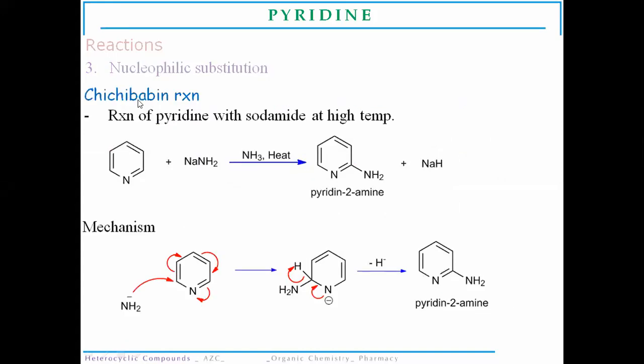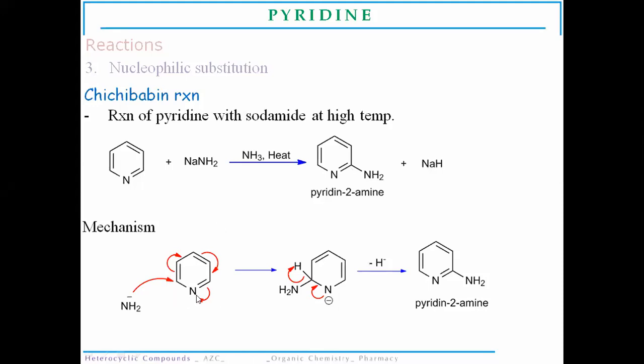Now, the nucleophilic reaction, that is the Chichibabin reaction. This Chichibabin reaction is nothing but the reaction of pyridine with sodamide at high temperature. That is attack of the nucleophile at second position in the presence of sodamide. This sodamide reacts with the pyridine molecule in the presence of ammonia and heat. So there is synthesis of pyridin-2-amine. That is attack of the nucleophile happening at second position.